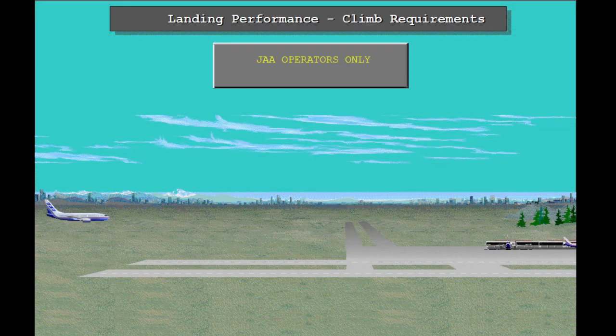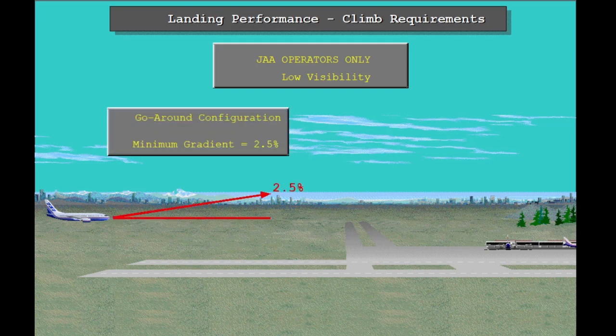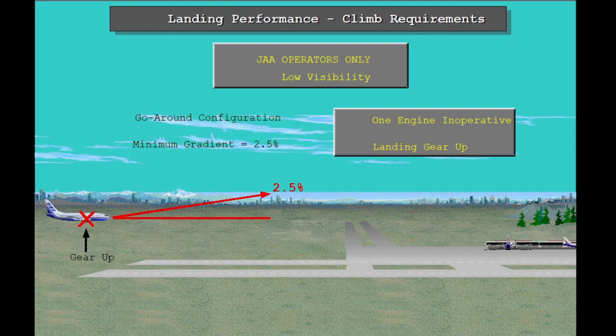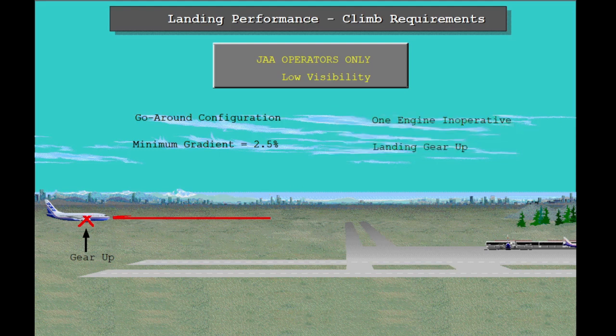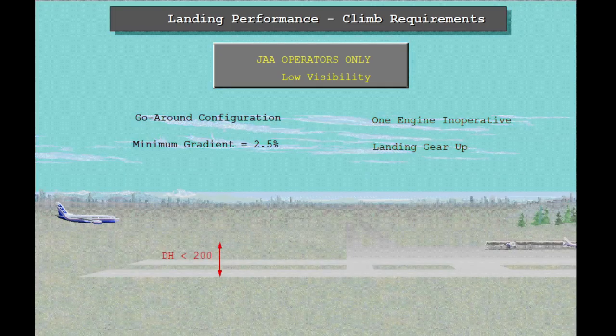For operators who are subject to Joint Aviation Authority regulations, there is an additional climb performance requirement for low visibility instrument approaches. The JAA minimum gradient requirement in the go-around configuration is the greater of 2.5%, or the published gradient for the specific airport, based on 1-engine inoperative and landing gear up. This requirement only applies to low visibility instrument approaches with a decision height of less than 200 feet.